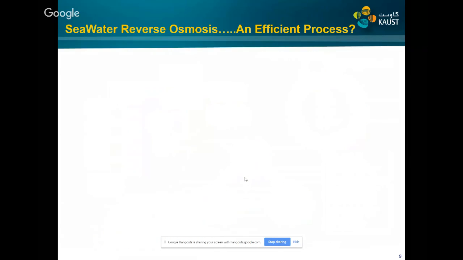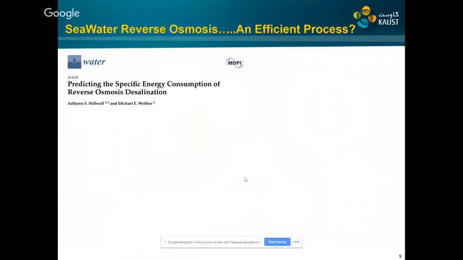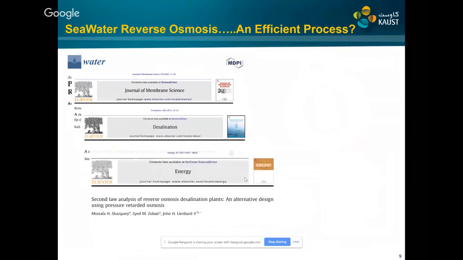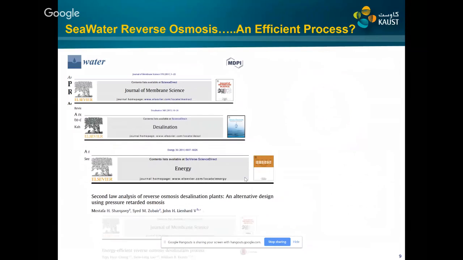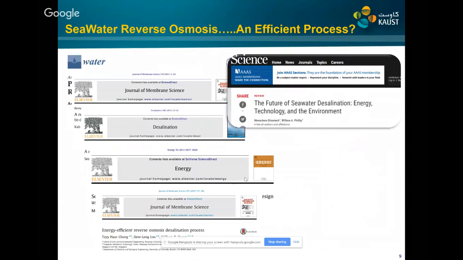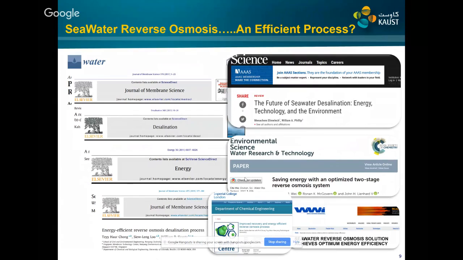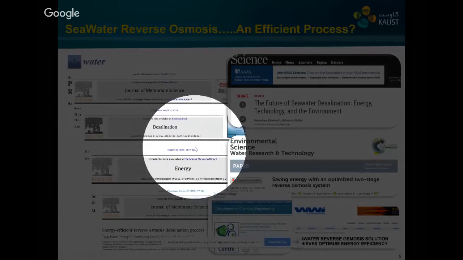Now the question is, as I mentioned, that two processes are very commonly employed in the industry. One is reverse osmosis and the other is the thermal process. So which process is efficient? In terms of reverse osmosis, there are a lot of publications in good journals such as Journal of Membrane Science, Desalination, Energy, and in science and environmental sciences. There are many reports, and they all claim that RO processes are very efficient.